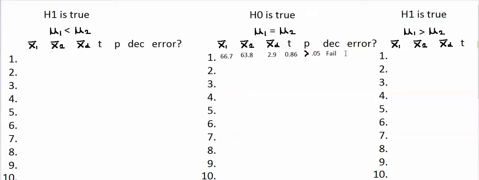And where it says error, I want you to tell me if you made a correct decision or not. So you failing to reject the null means giving the null the benefit of the doubt, and in this situation, that's the right decision because the two universities you're sampling do have the same population mean. So under here, you would just say correct decision.